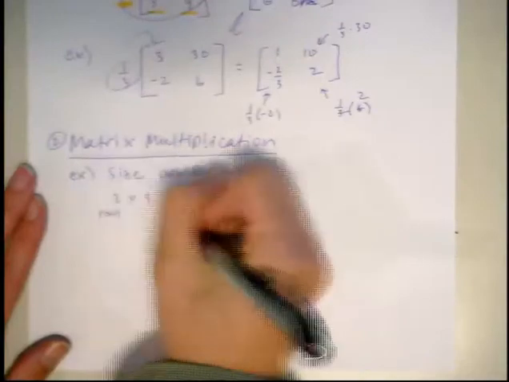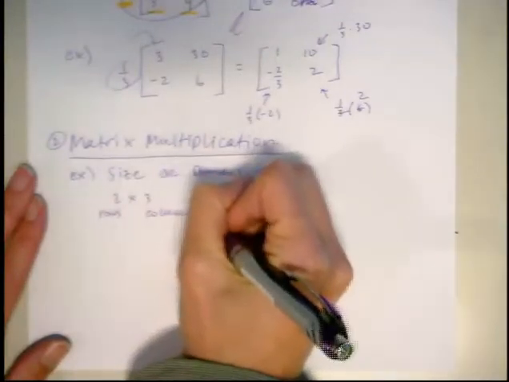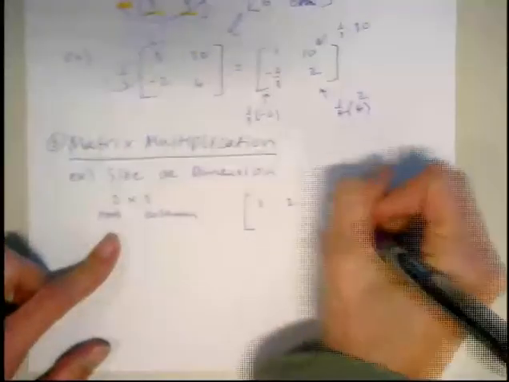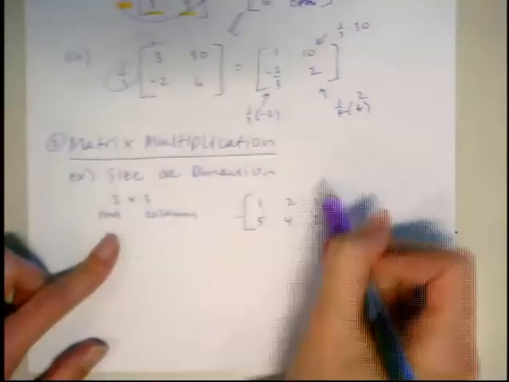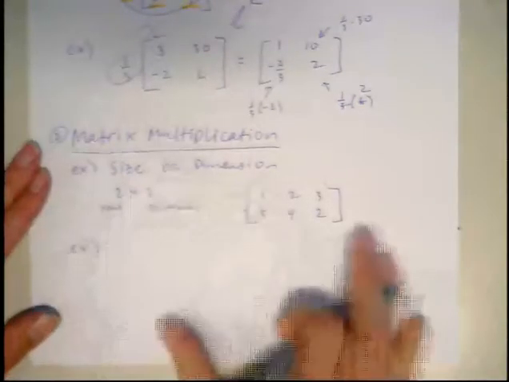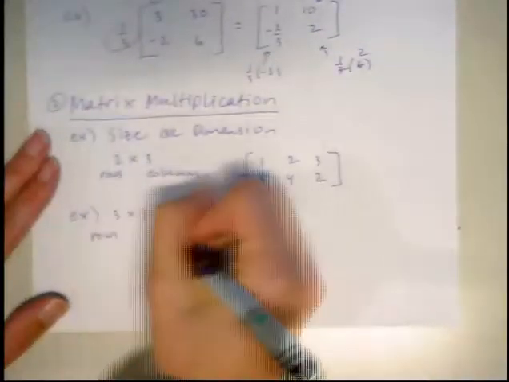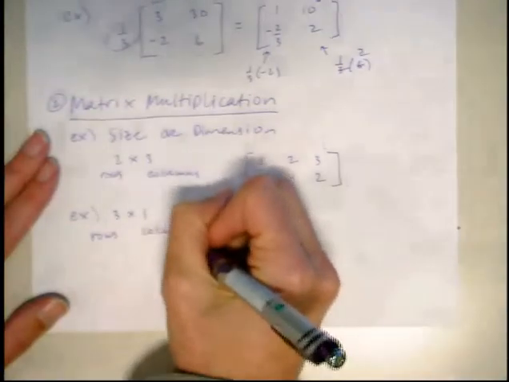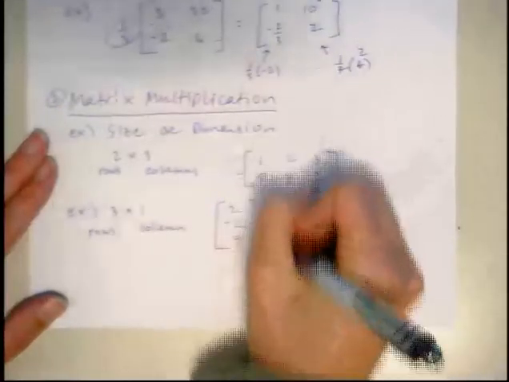If I were to give you an example of, let's do a 2 by 3 matrix, that means I've got 2 rows and 3 columns. So with 2 rows and 3 columns, I would need something like this, 1, 2, 3, 5, 4, 2. So I've got 2 rows and 3 columns. So that would be a 2 by 3 matrix. If I were to give you something like, let's do a 3 by 1 matrix, that tells me I've got 3 rows and a single column. So I could give you a matrix like this one, 2, -2, and 4.